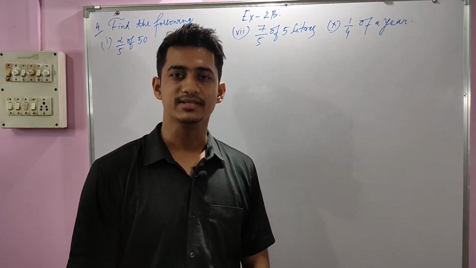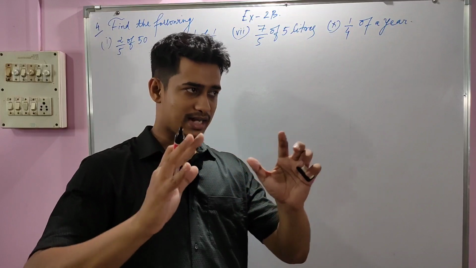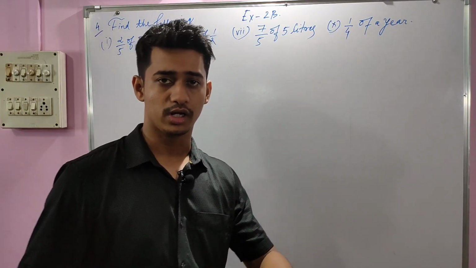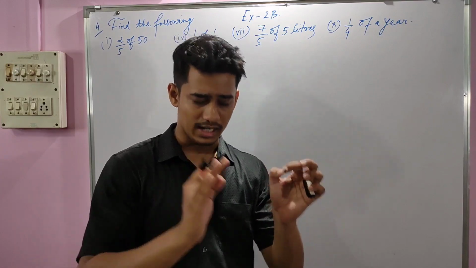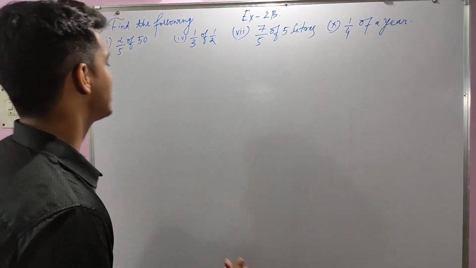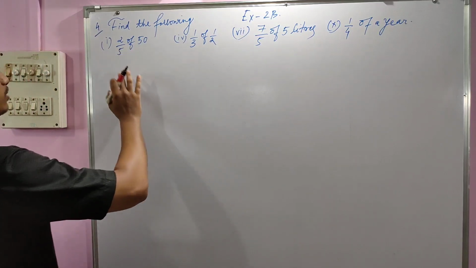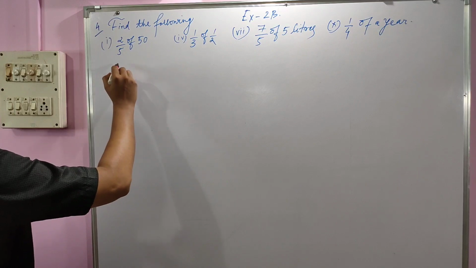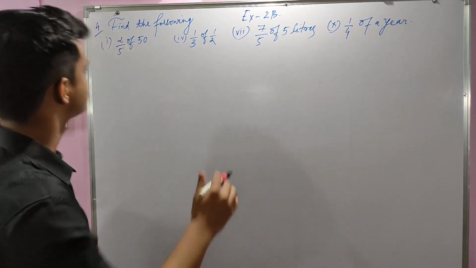So of 50 means, let's say you have 50 rupees and I am the shareholder of your money, or let's say my share will be 2 by 5. So that means I can be the shareholder of 2 by 5 of the amount that you have. So let's just find out what is the amount.